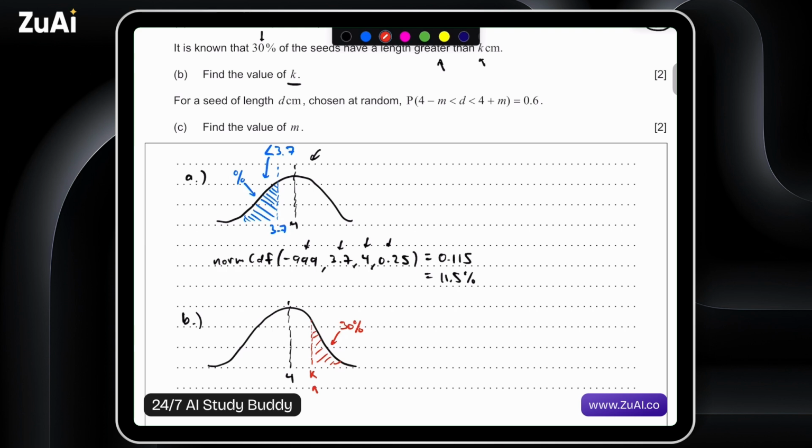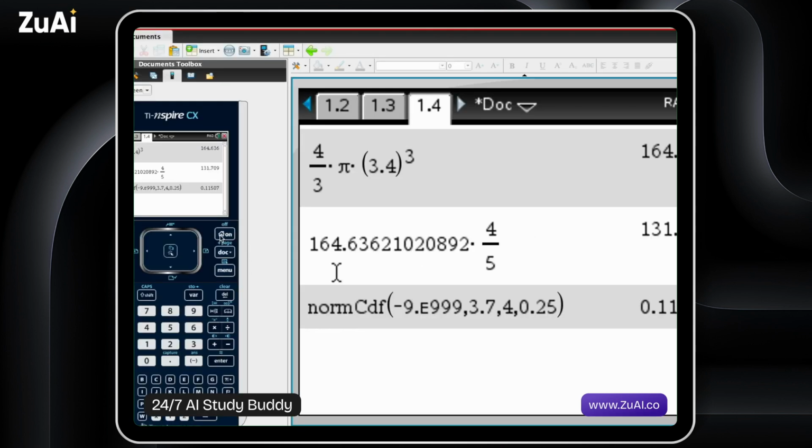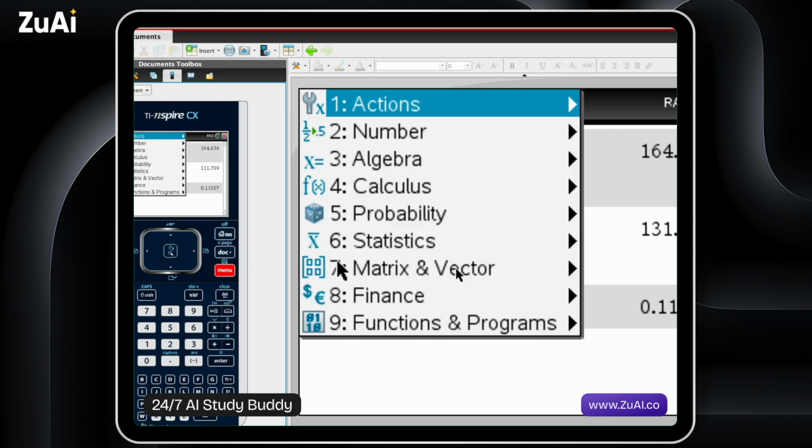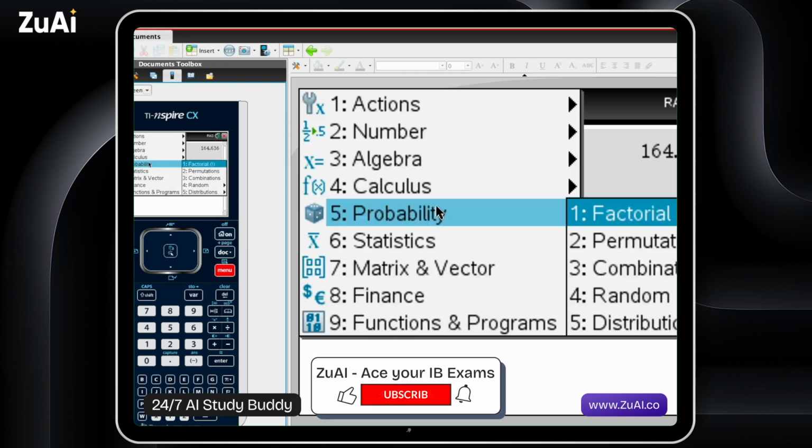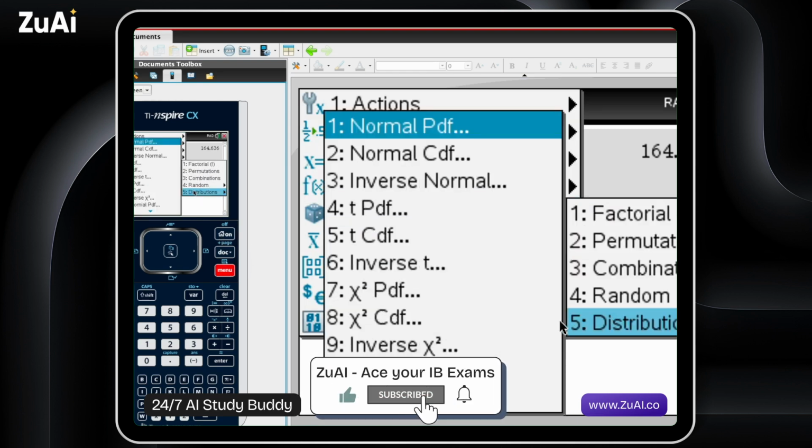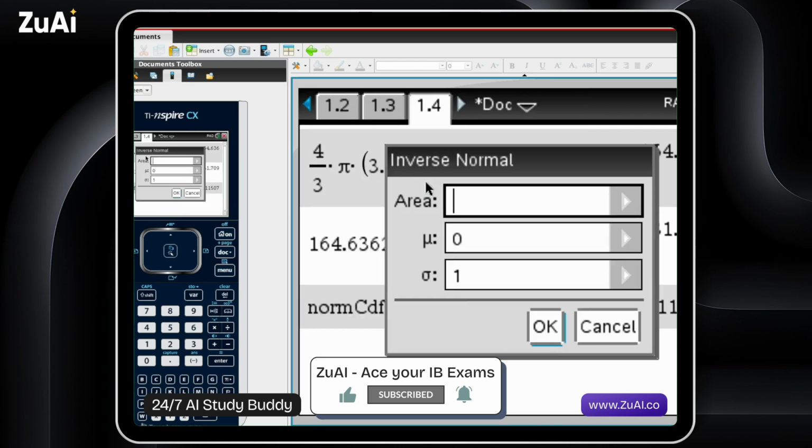Alright, so in the first question we had a cutoff point and we wanted to find the area. That was our norm CDF. Here we have the area, but we need to find the cutoff point. So if this is normal, we're going to use inverse normal here. So let's go to the calculator screen and work this out. Menu, probability, distributions, and in this case we're going to go inverse normal.